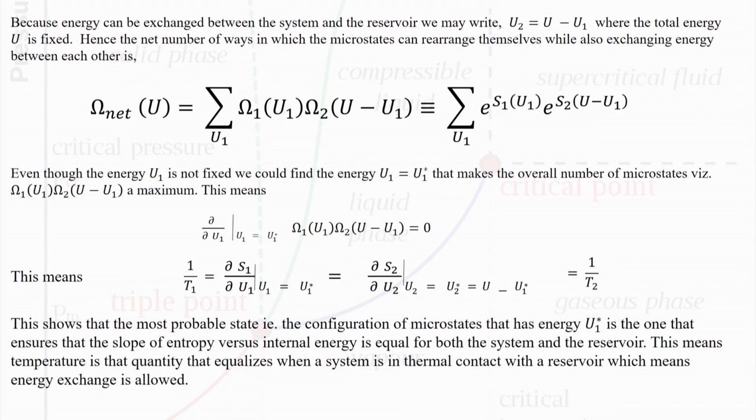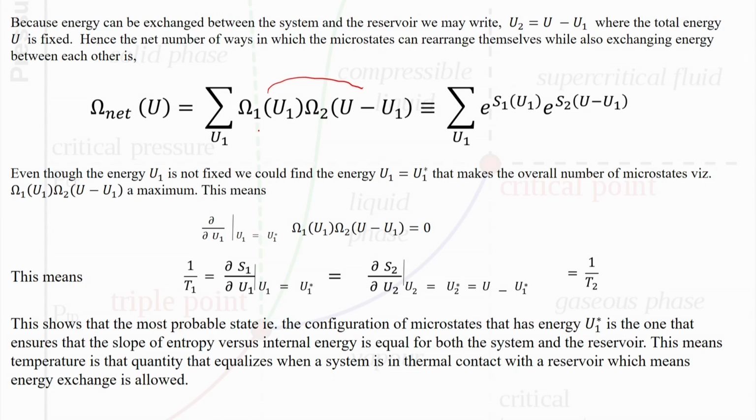Notice that because U1 and U2 are not fixed and their sum is fixed, the net number of ways in which I can rearrange the microstates of the combined system such that the total internal energy of both put together is U is this sum. The first product tells me that if the system has U1 energy, the reservoir has U minus U1 energy, then the overall number of ways of rearranging the microstates of both the system and the reservoir put together is this product of omega 1 times omega 2.